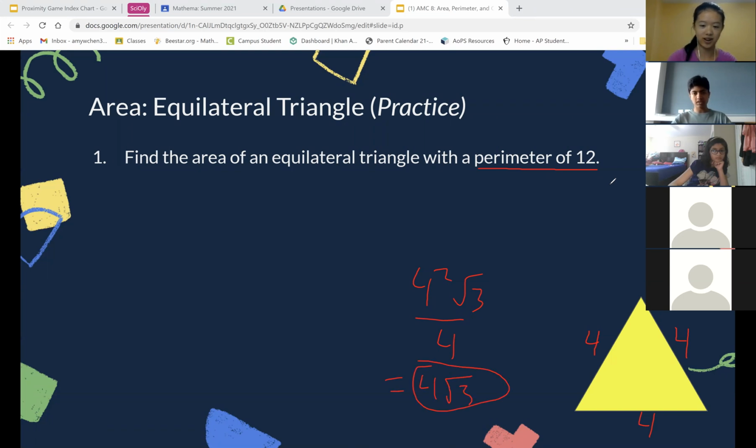Yeah, that's right. Wait, no, that's solving for the area. So the area is 4 square root of 3. That's not the height, that's the area. That formula wasn't for the height, it's for the area. I can understand. That's okay. All right, does everybody understand?